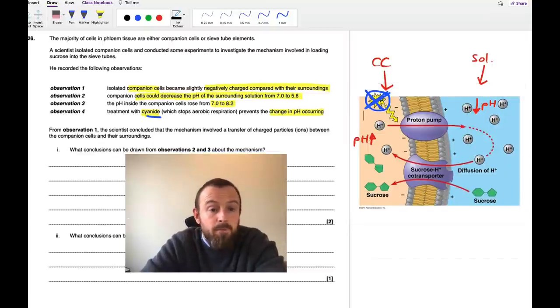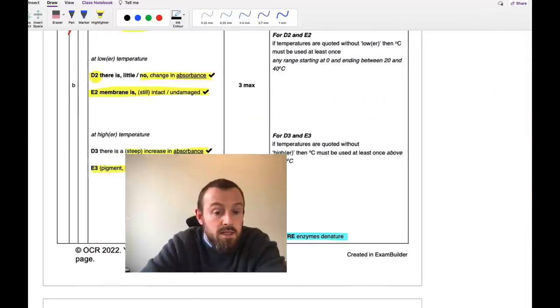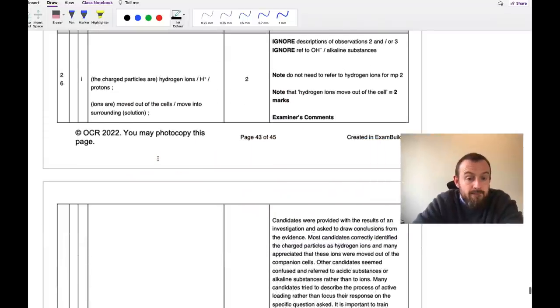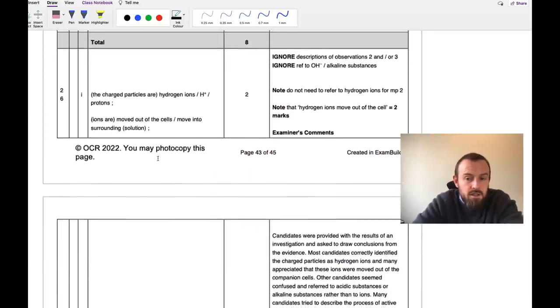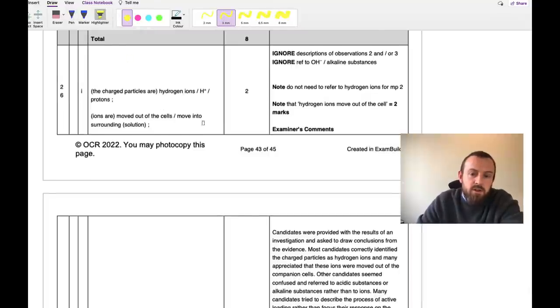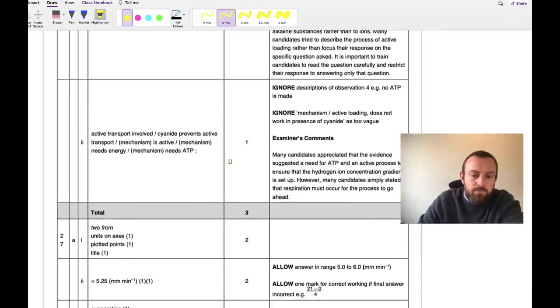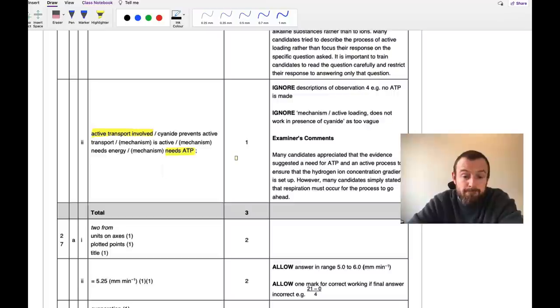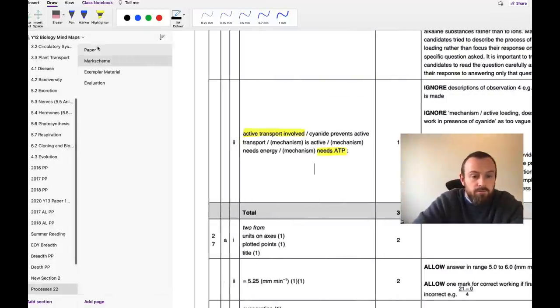Let's look at the mark scheme to see what the examiners wanted you to say. From the first observations two and three, basically hydrogen ions are moved out of the cells. You could say this for two marks, that hydrogen ions move out of the cell. That's really what I want you to say. Hydrogen ions move out of the cell. One mark for hydrogen, one mark for out of. And then the next part is it's active transport. Active transport involves, or you could have just said needs ATP. Okay. All right, on to the next question.